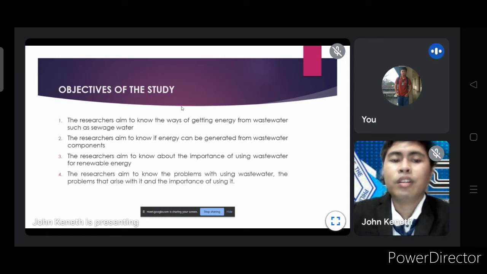Number 4. The researchers aim to know the problems that arise with using wastewater, and the importance of using it. And number 5. The researchers aim to gather data, theories, and related studies to make this study possible.